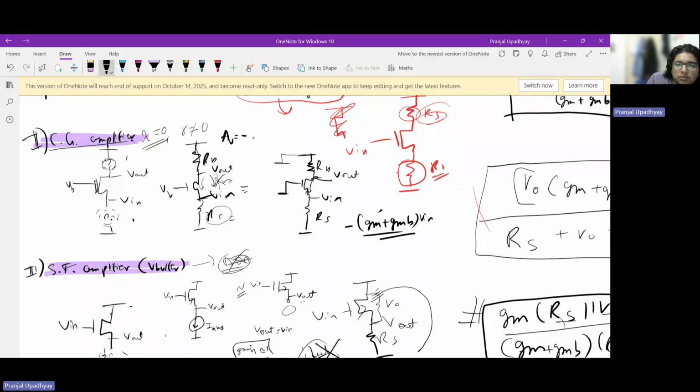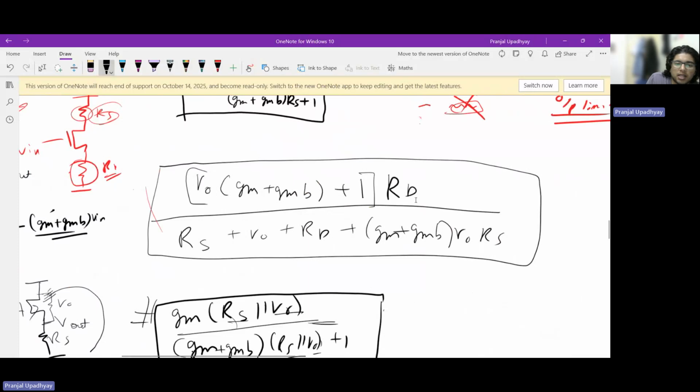What is the intuitive expression for the gain here? Since current is flowing from lower to higher potential in small signal, this would be a plus sign. I think you can understand it by simple KCL and KVL. So the gain is GM plus GMB times RD. This is the intuitive result for the gain. And if you consider R naught, this is how the general equation will come, but I personally don't find it to be that worth it.